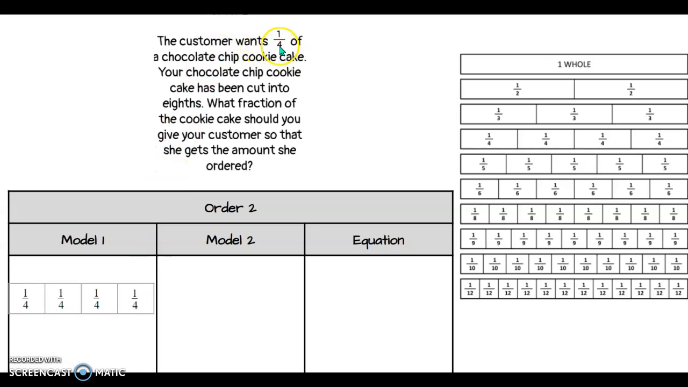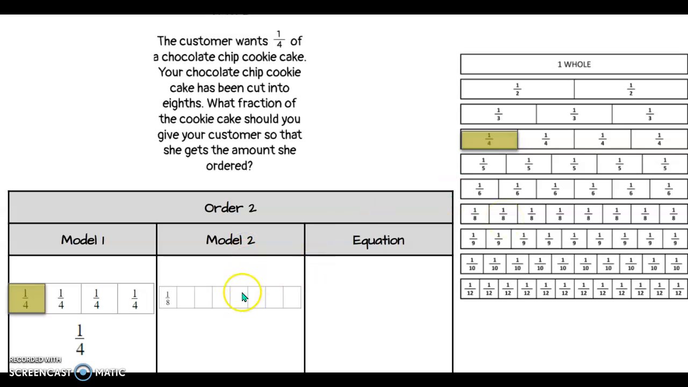And my customer actually wants 1/4, so I just need one of these. So I'm going to color it in, and of course I'm going to label my picture. And then I'm going to use my yellow paper to help me. So I'm going to look at 1/4. Here's where it stops. And it says that we have already cut our cake into 8ths. So I'm going to use my 1/4, and I'm going to go straight down until I get to my 8ths, and I see that it stops right there. And when I do that, I'm able to see that it's 1/8 and 2/8.